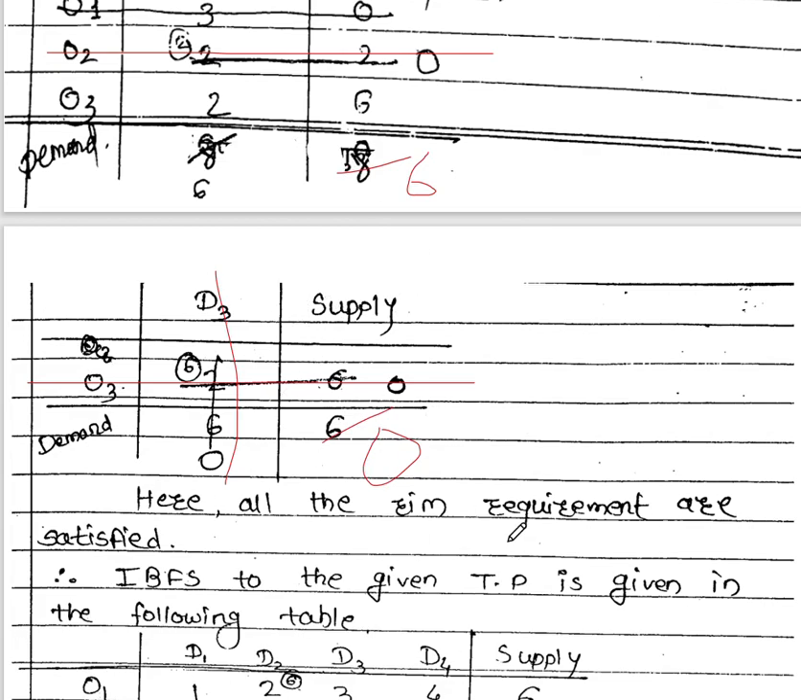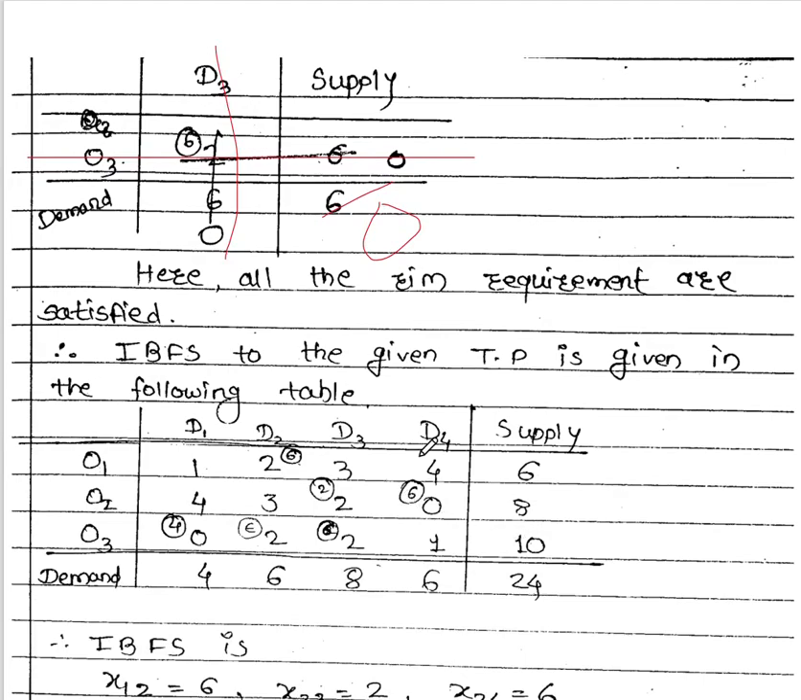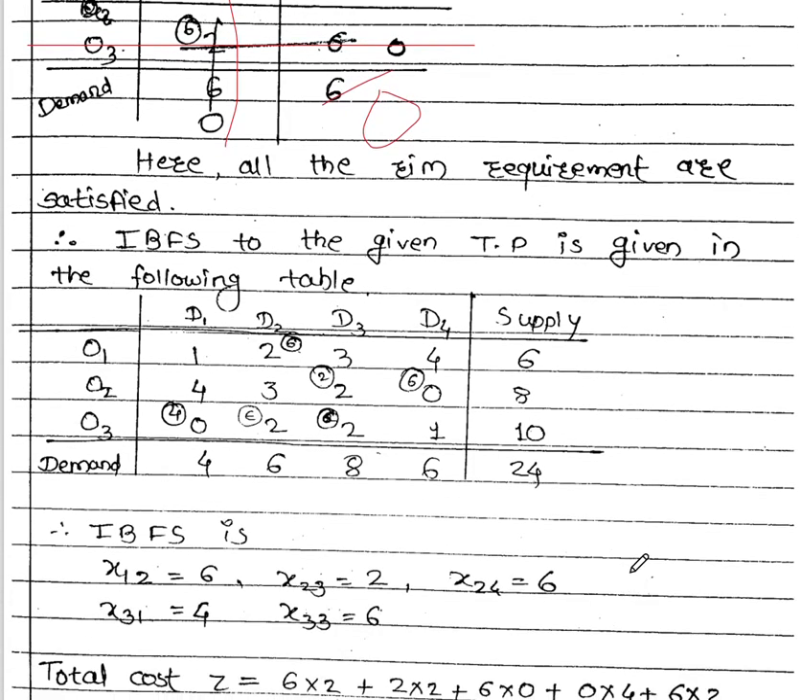Now all the rim requirements are satisfied. Now we can show all the allocations in the final transportation problem. Okay, so write down the original given transportation problem, then show all the allocations to the given elements. So we have allocated 2, 6 at a 2, 2 at a 2, 6 at a 0, 6 at a 2, 4 at a 0, 6 at a 2. So in this way we have done a step by step allocation.